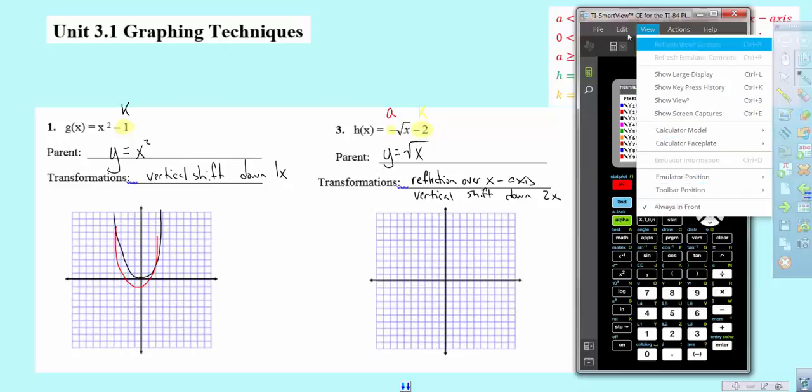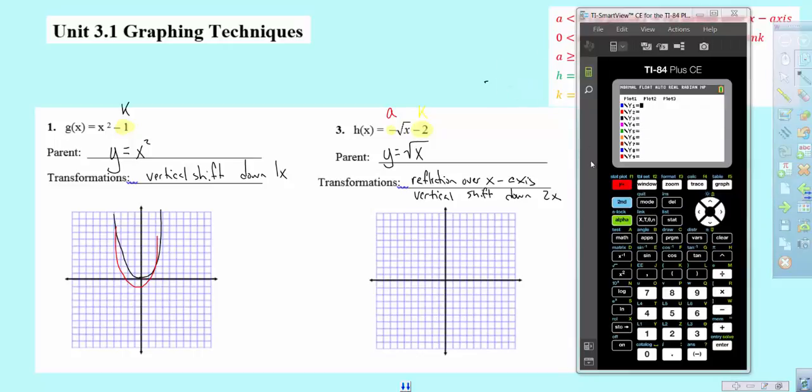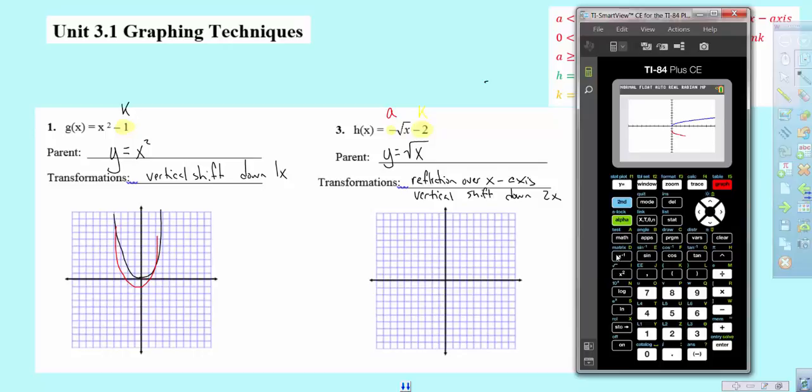Doesn't look like I have that option. Alright, so the parent function in this case is the square root of x, and then our next function is negative square root of x minus 2. So we want to see the differentiation between those two. We hit graph. There's our parent function, and there's our transformation.